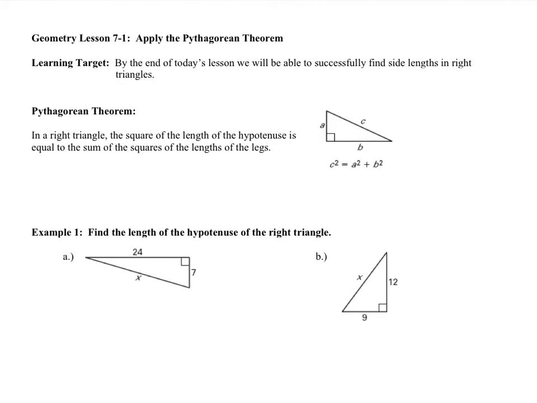The Pythagorean theorem. The Pythagorean theorem states that in a right triangle, the square of the length of the hypotenuse, so right here we have C, which represents the hypotenuse. If we take the square of this, which is C squared, it will equal the sum of the squares of the side lengths of the legs. So A squared plus B squared.